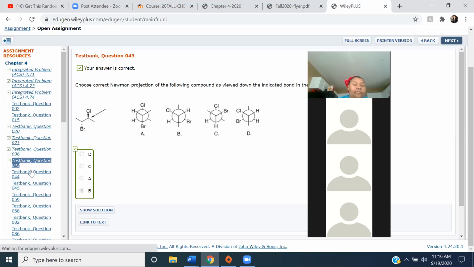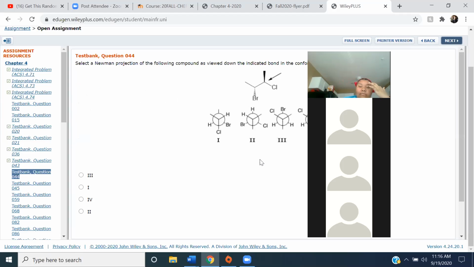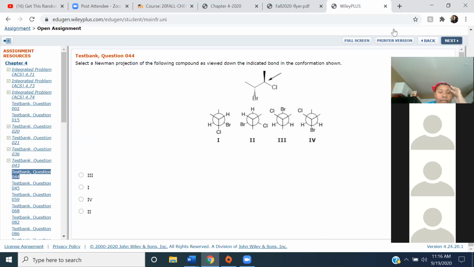Let's see what we've got for the next one. I might jump towards the bottom after this one. Okay, select the Newman projection of the following compound as viewed down the indicated bond. This is kind of like the same one we just did. The Cl is on a bent bond, so that means it goes straight down on a Newman. That's how I look at it. And so you can automatically use process of elimination just from that. So then it'd be this one right here. Yes, that one. All right, cool.